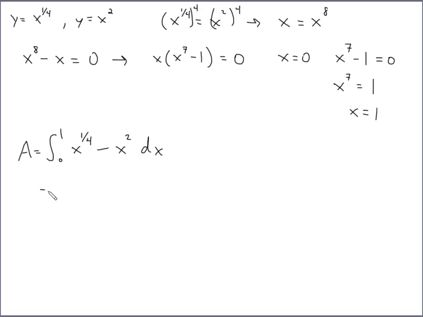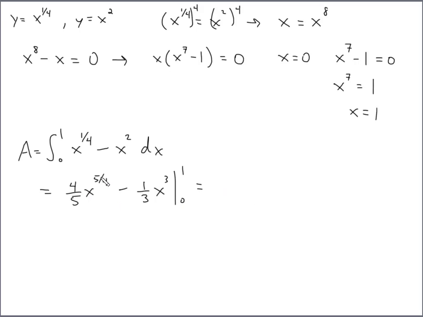So the antiderivative of x to the 1/4, raise that by 1, we're going to get 5/4, so we'll get 4/5 x to the 5/4 power minus, that's going to be 1/3 x cubed. You want to evaluate this between 0 and 1. Plugging in 0 is nice because it's just 0, so really all we've got to do is plug in 1.